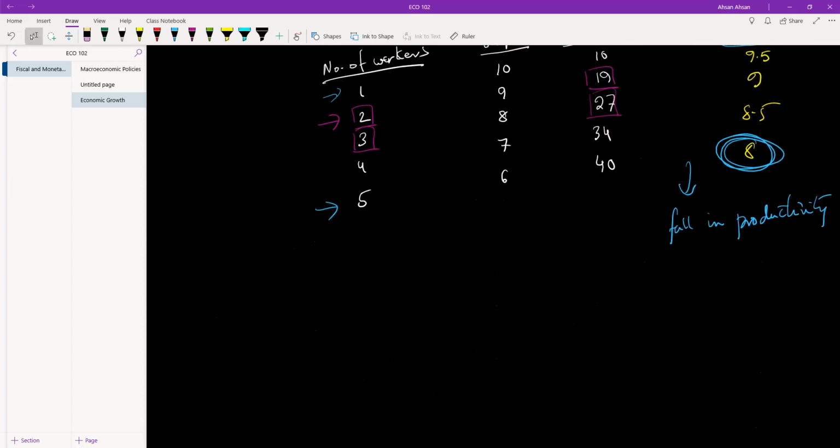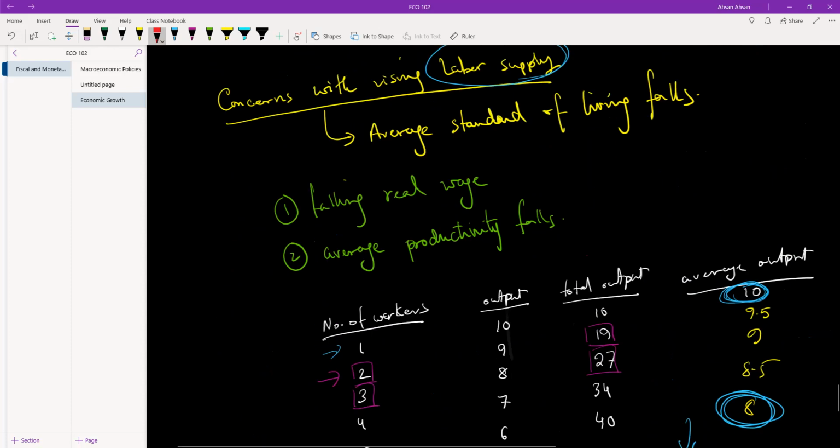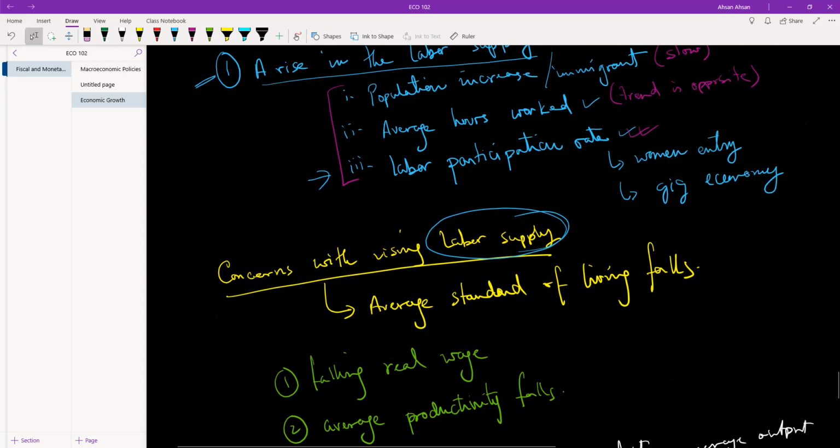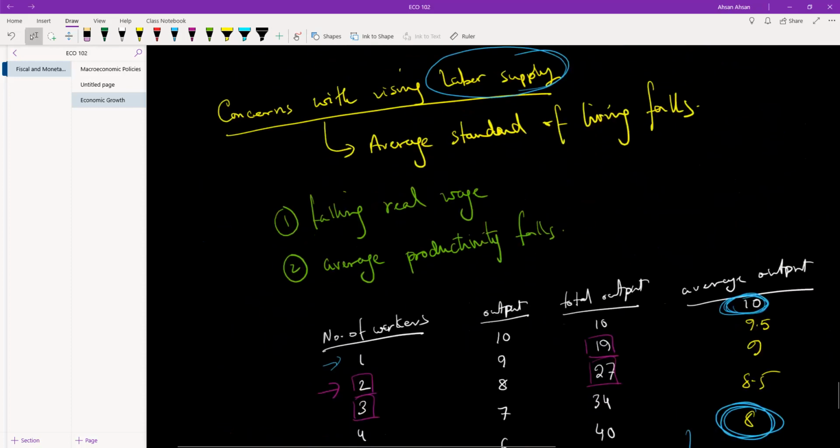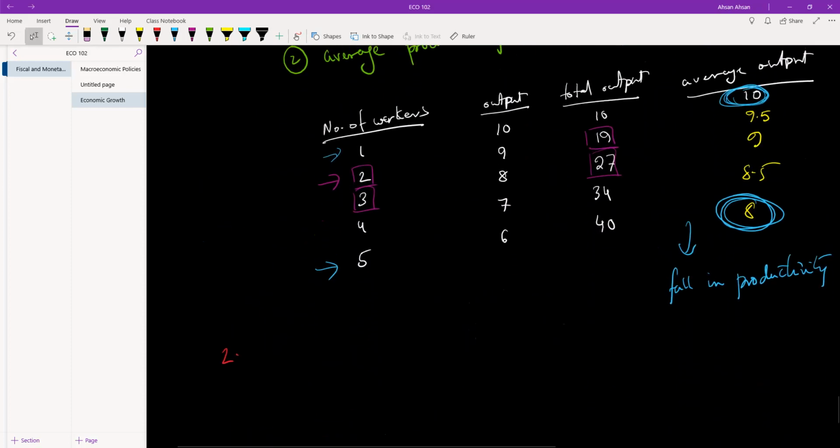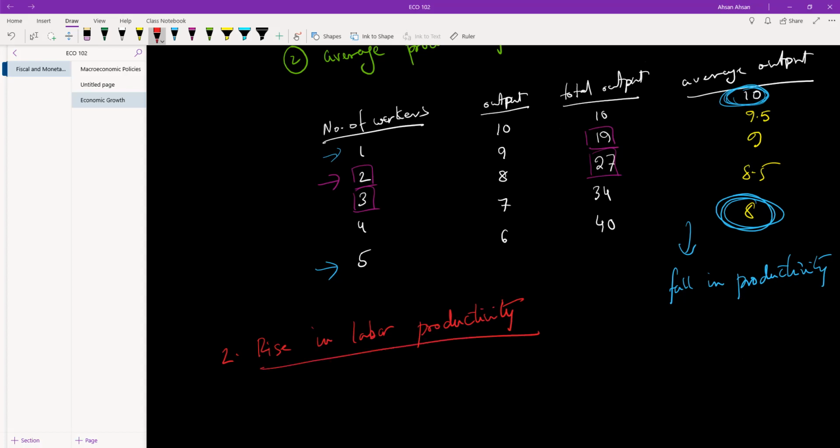What's the second way in which economic growth can take place? The second reason is technology, or rather let's call it a rise in labor productivity. Now, how might labor productivity rise?